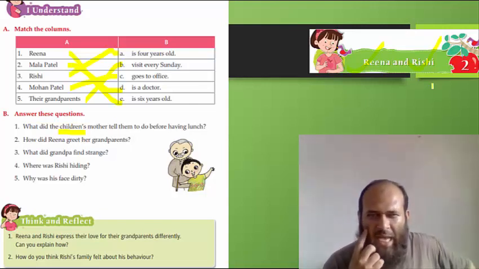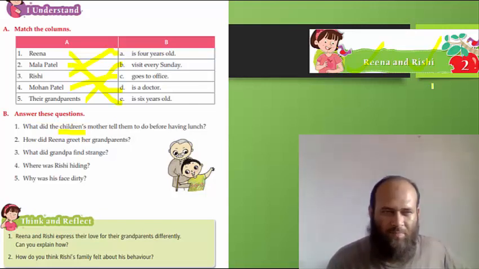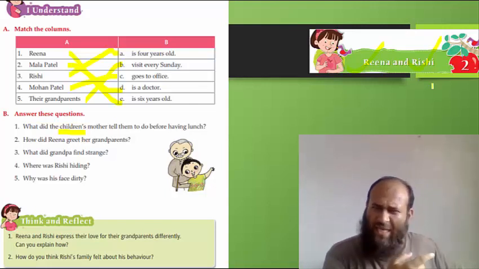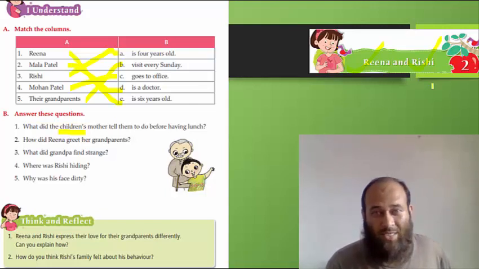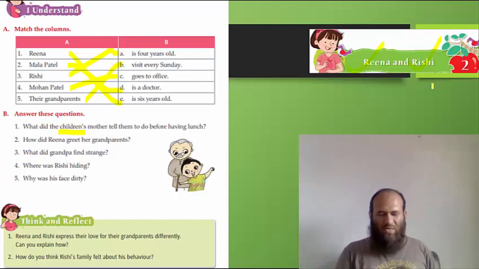Where was Rishi hiding? Rishi was hiding under the table. And why was his face dirty? Was he playing in the mud outside? No. He went to the kitchen and had lots of jam. That's why his face was very dirty.